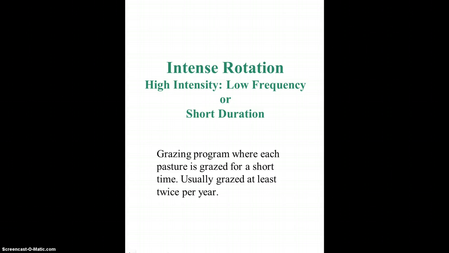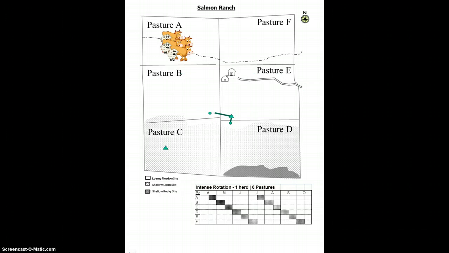Okay, now I've given you a little bit of preview. Let's think about this intensive rotation, high intensity, low frequency, short duration, also called management intensive grazing. It's when you graze every pasture for a very short time and you give it quite a long period of rest. In this case, we took the ranch and divided it into 6 pastures. We start at A, and after a few days we go to pasture B, a few more days we go to C, D, E, and F.